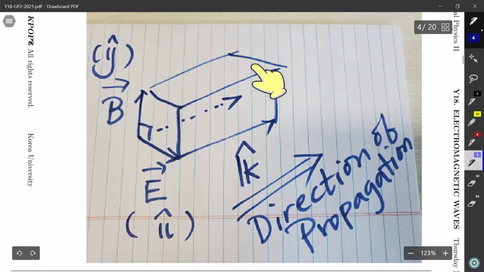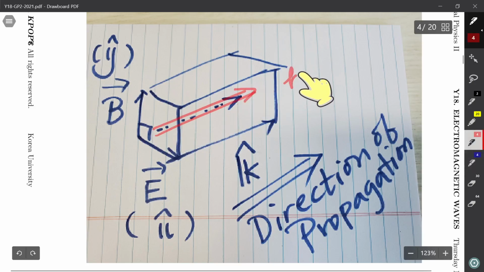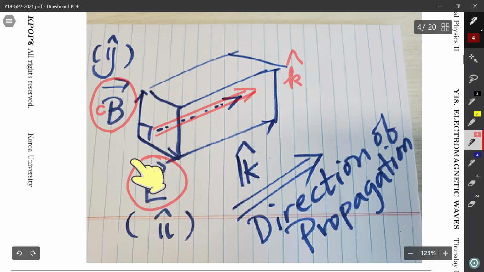As a result, the electromagnetic field propagates along the k hat direction. So magnetic field with C multiplied and electric field, we have this triad.